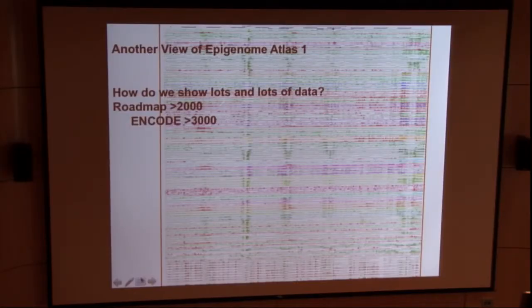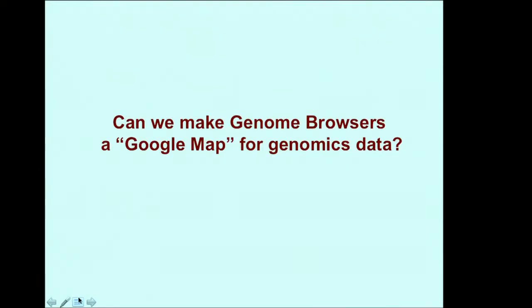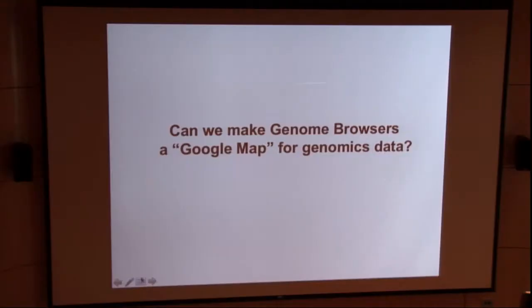It's a simple question. We have a lot of data now. In the Roadmap project, we've generated over 2,000 genome-wide sequencing-based functional genomic datasets. ENCODE has more than 3,000, right? So this is really starting to test the limit of our genome browsers. So the first thing I want to discuss is can we make this like Google Maps for biologists so that you can navigate the data in a smoother way.